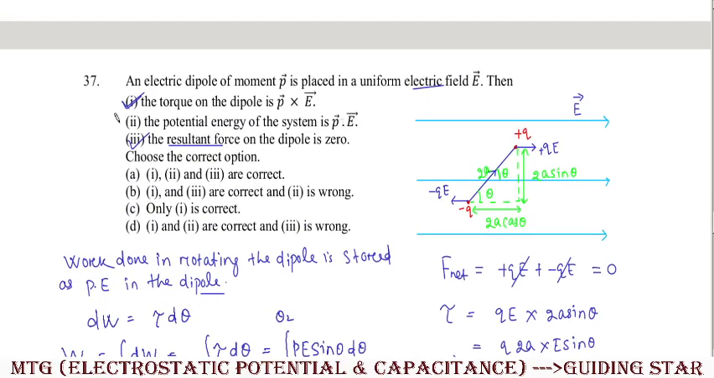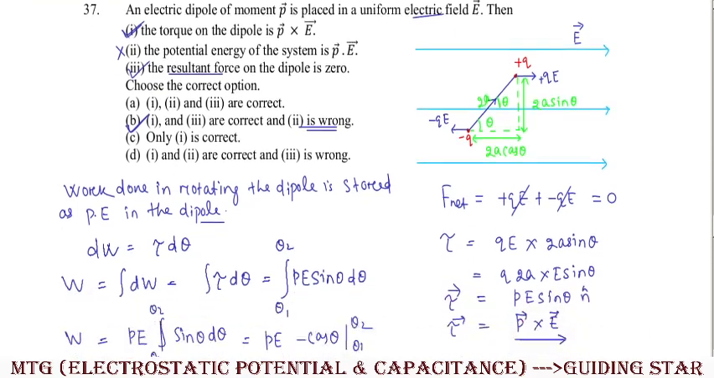Clear? So here it should be negative p dot e. It is not positive. So statement 2 is wrong, and statements 1 and 3 are correct. So the option here is B, since the second statement is wrong. So we'll choose option B.